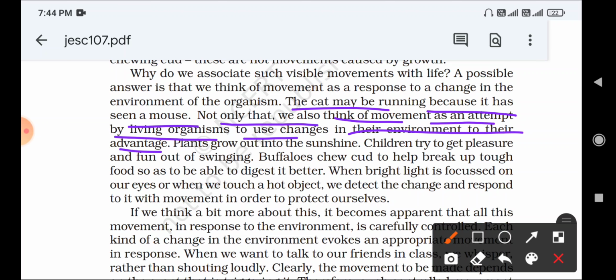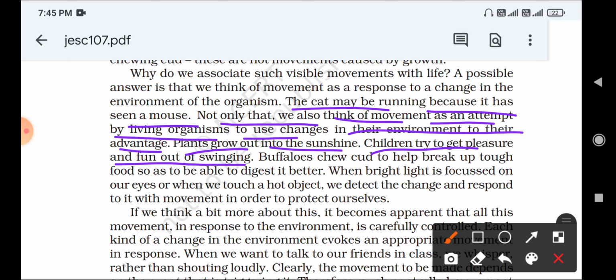That is called advantage of movement. For example, in the desert, an animal like the camel takes that environment as an advantage. Only an animal like the camel can survive there because that environment is adapted to by the camel. So animals adopt that particular environment to survive in that habitat. Plants grow out into the sunshine, and children try to get pleasure and fun out of swinging.